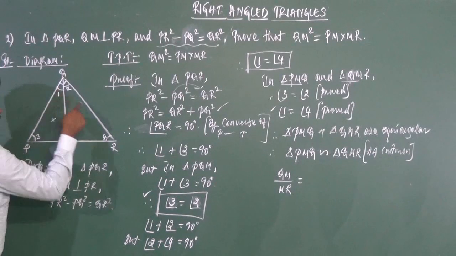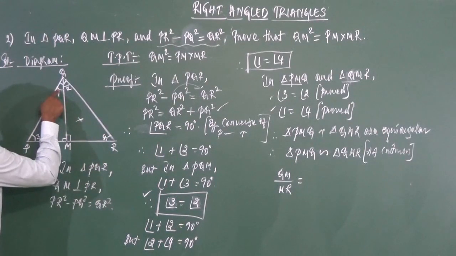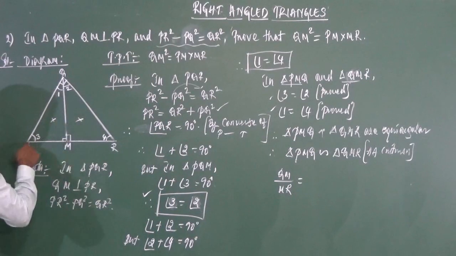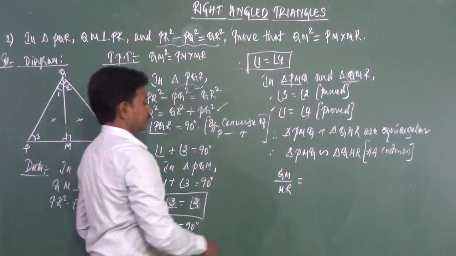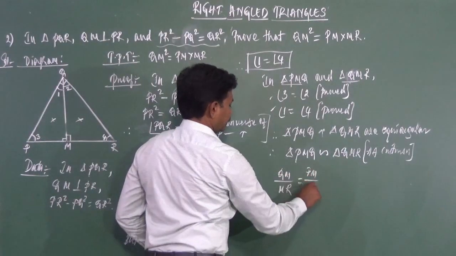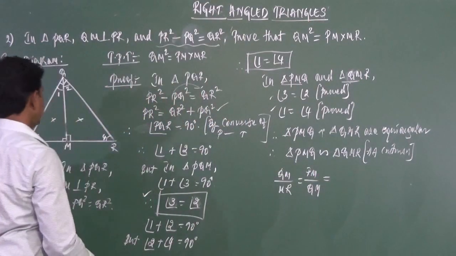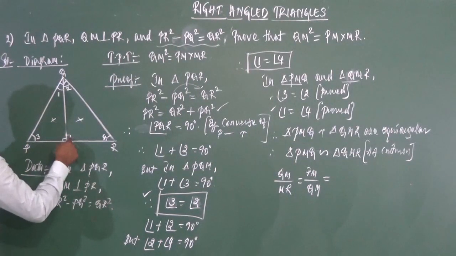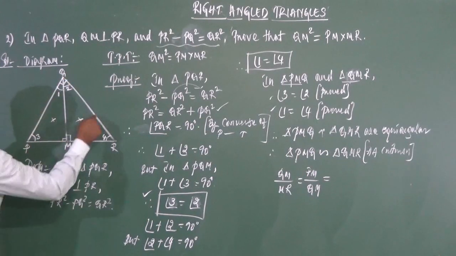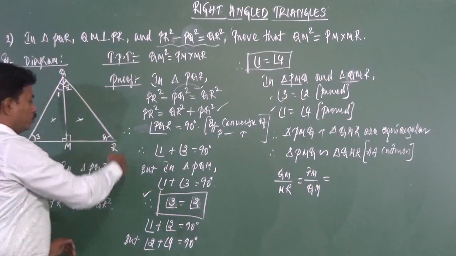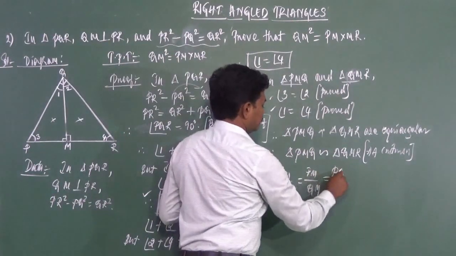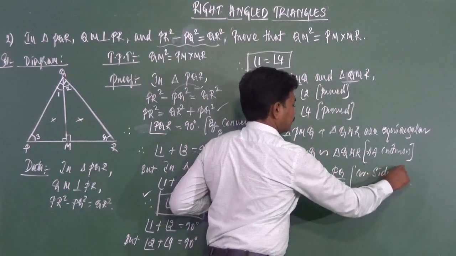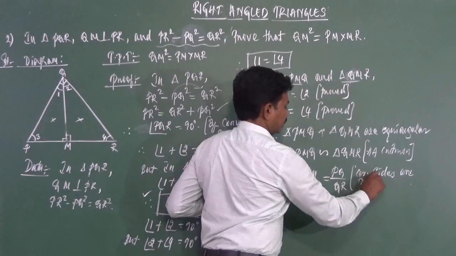So for this angle, this is the corresponding angle. Therefore the side opposite to this angle is PM and the side opposite to this angle is QM, that is PM by QM. So PM by QM is equal to, now in this triangle this is 90 degrees and in this triangle this is 90 degrees, therefore they are equal. Opposite to this is PQ, opposite to this is QR. This is PQ by QR. So the reason is corresponding sides are proportional.